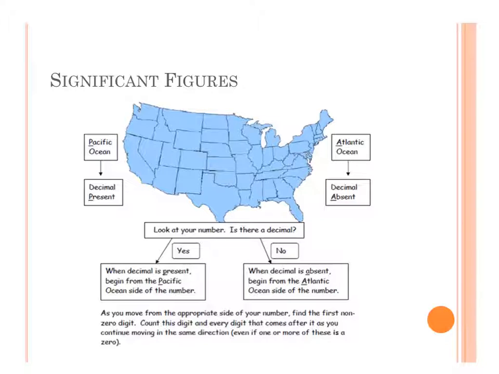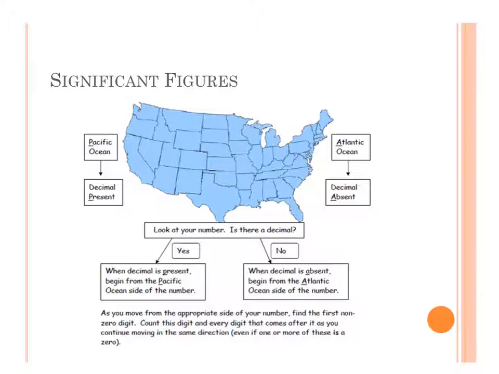If you're looking at a number, the first thing that you ask yourself is, is there a decimal present? If there's a decimal present, you're going to do your counting from the Pacific Ocean side of the number. The way you remember it is Pacific Ocean when the decimal is present. If there is not a decimal, then you will begin counting from the Atlantic Ocean side. So you remember, no decimal point, the decimal is absent, start from the Atlantic Ocean side.